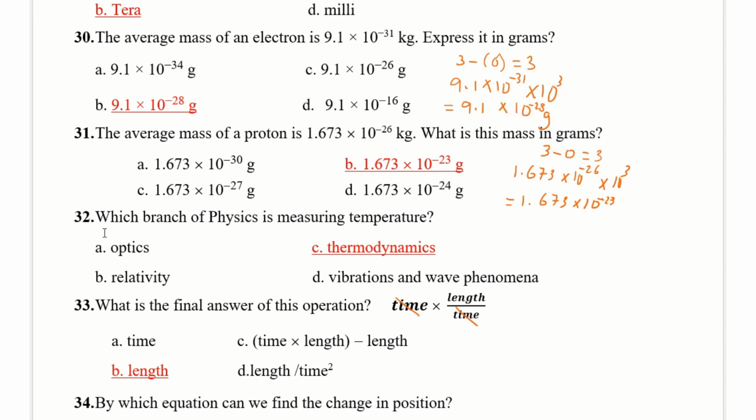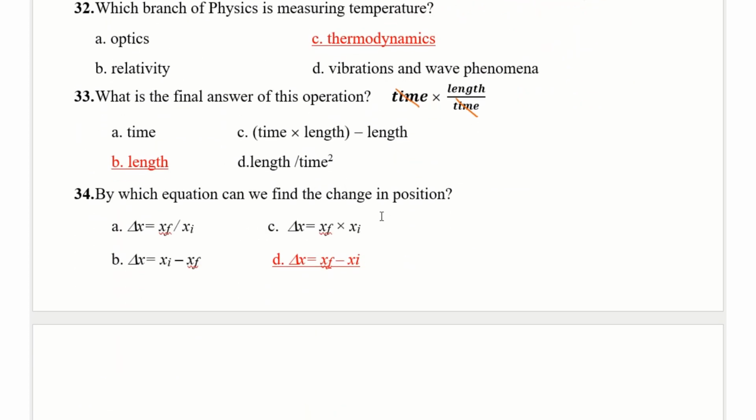Okay. 32. Which branch of physics is measuring temperature? Is it optics? No. It's what? Thermodynamics. It's testing the temperature, heat and cool. Okay. What is the final answer for this operation? So time times length over time. The time will cancel with the time. What's left? Only length. So it is B.